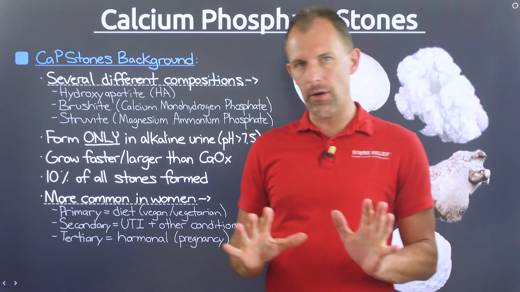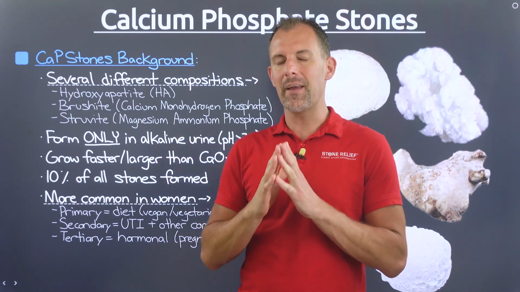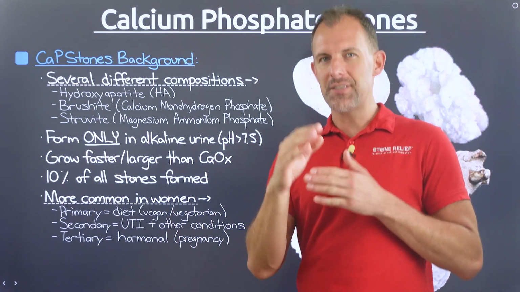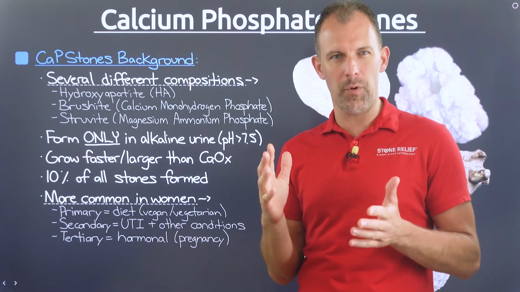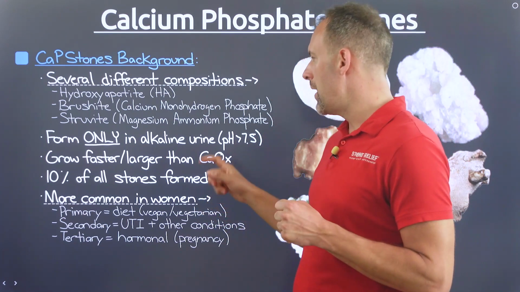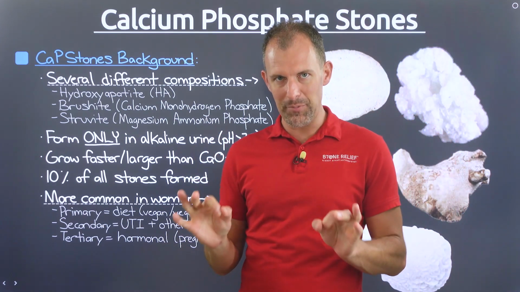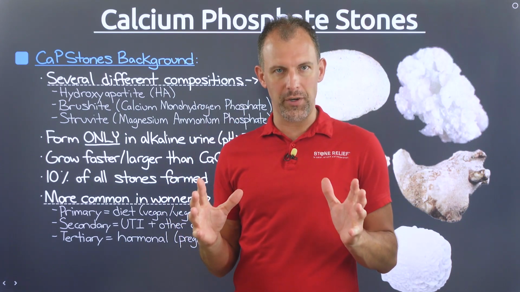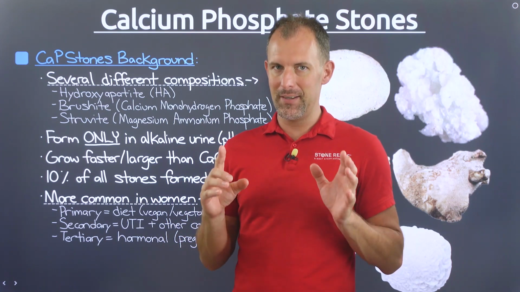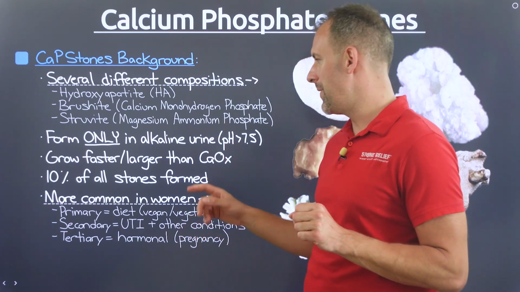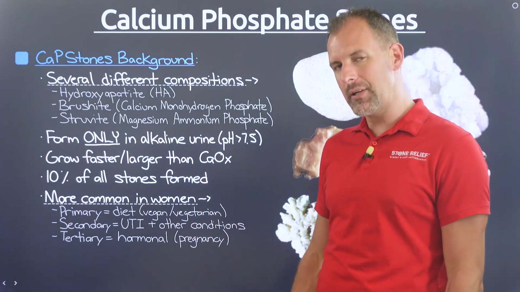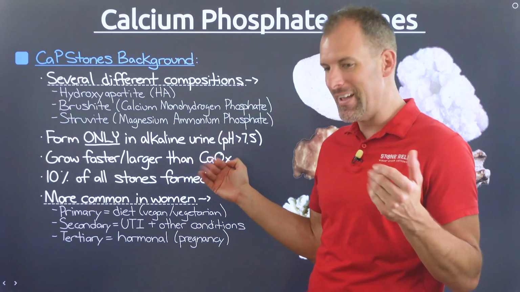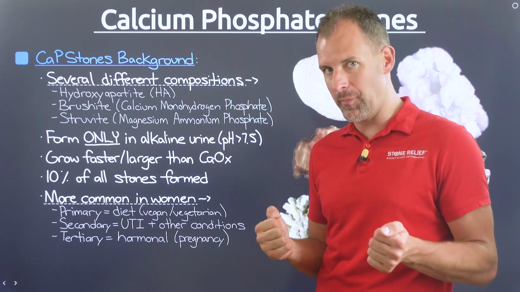Now, the critical thing to know about this particular family of stones is that they will only form in alkaline urine. This means a pH of typically greater than 7.5, plus or minus a decimal point here or there on the pH scale. The other thing about these stones is they grow exceptionally fast and exceptionally large. So out of all the different types of stones that are out there, these can be some of the nastiest kidney stones that people can form. Fortunately, they form at a relatively low rate of occurrence, only about 10% of all kidney stones formed. However, they're problematic, especially for women, who tend to form these stones more.